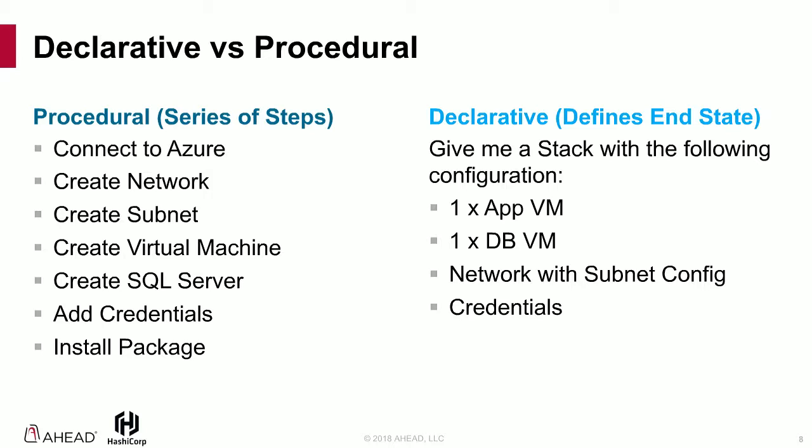As opposed to the tools like Puppet and Chef, which we will come back to later on to see how they fit into this. But we want to move to this more declarative, define end state type methodology. Instead of me outlining all the steps to get somewhere, I just want to say, give me a stack that includes this app VM, this database VM, a network with the subnet configuration I want, the various set of credentials I want. And that's at the heart of what we're trying to get to here.